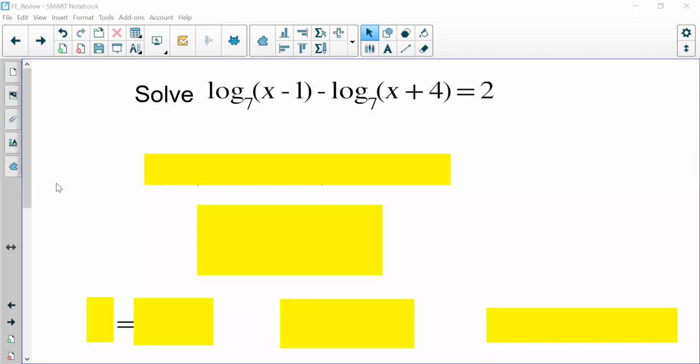Okay, hello, Math 112. So what I want you to do is pause the video, try to solve this problem, and then press play and see if it matches my solution. There's only going to be three problems. And remember, your final is Wednesday and Friday of this week.